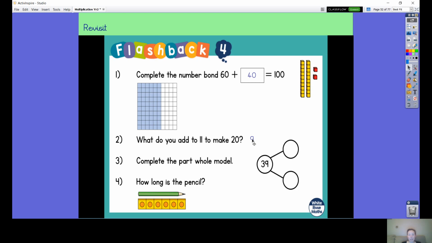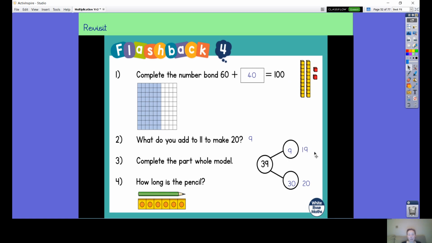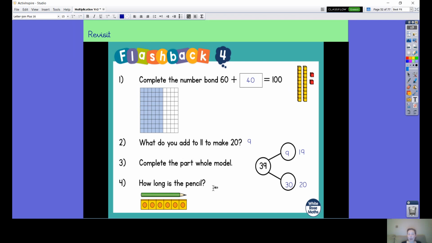Our next question thinks about completing that part whole model. Now, most of you, I think, will probably have done it in this way. You would have said, I can see 3 tens, which is 30, and 9 ones. Some of you might have challenged yourself and done it slightly differently. You might have said there are 2 tens, which is 20, and 19 ones, because you've moved around the tens and the ones a bit. Either way, they're absolutely fine, but if you've done a different way, get your adult to check and see if you're correct. So the final question is, how long is the pencil?